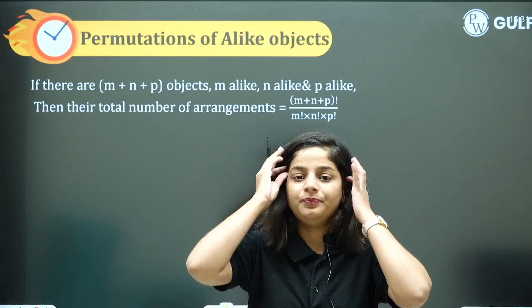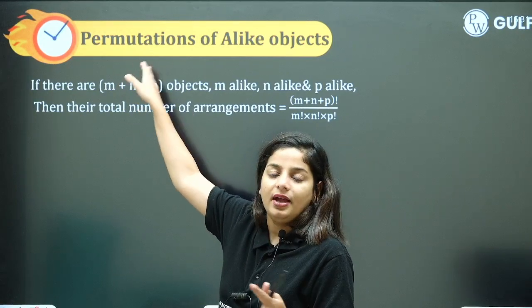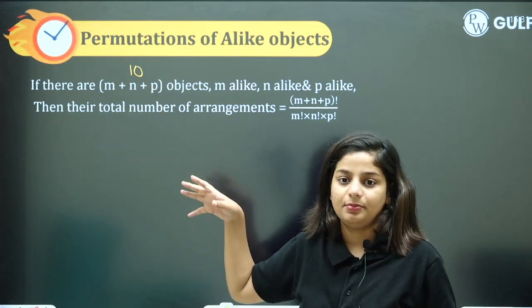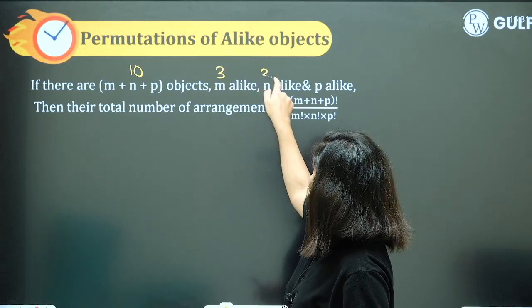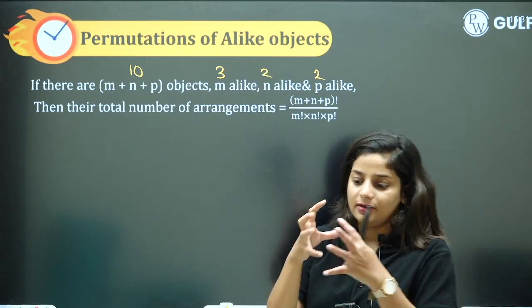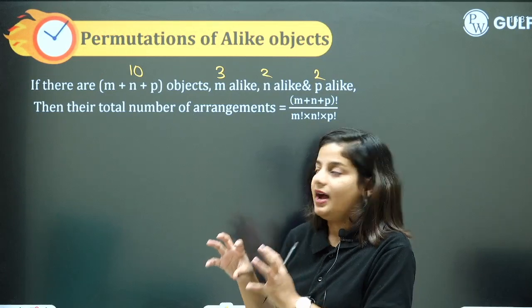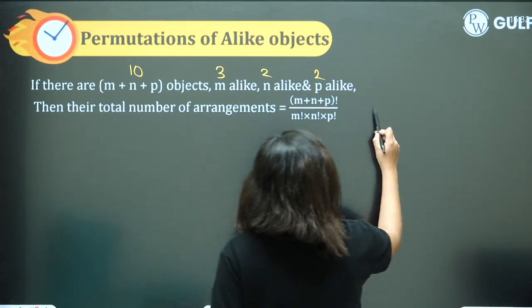And now let's say you have total these many objects, m plus n plus p. Let's say total 10 objects, m plus n plus p, out of which 3 are alike, 2 are alike, 2 are alike. Like there are 3 m's, 3 p's and 3 n's. So in how many ways can you do this arrangement?